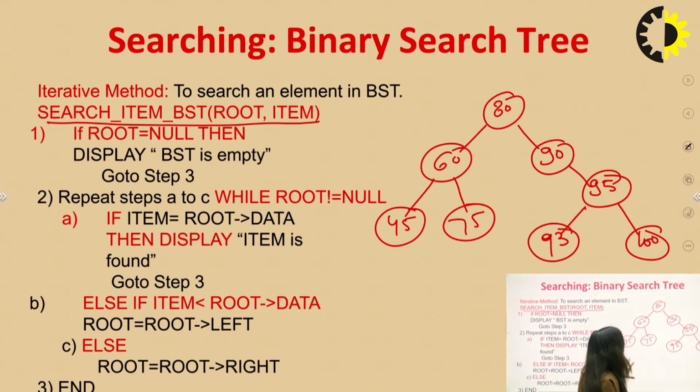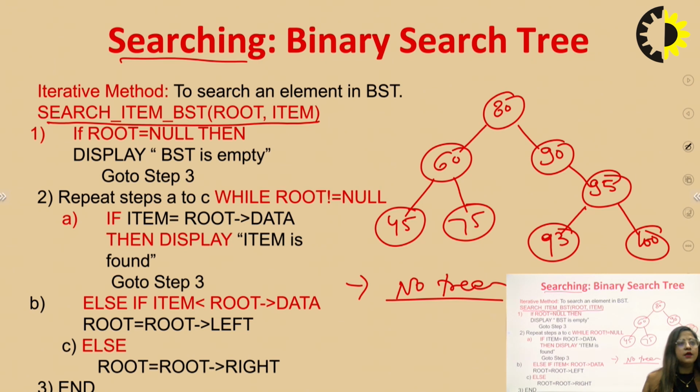So according to this diagram, I am using it for the searching operation. In the searching operation, first of all check: the first condition is root equal to null. If this first condition occurs, there is no tree. No tree means no node is available in the tree. If root equals null, your main node is not present in your tree, so display that the BST is empty, meaning no node is present in your tree.